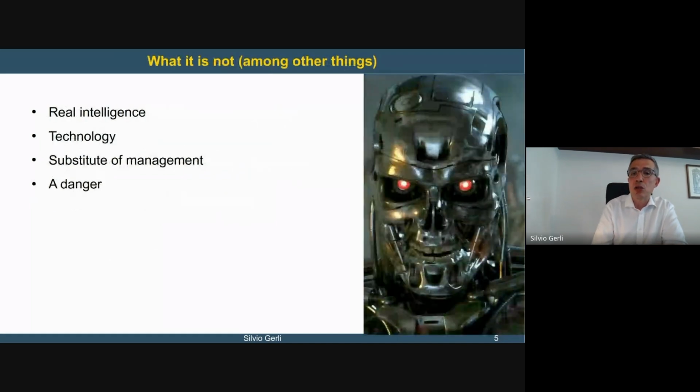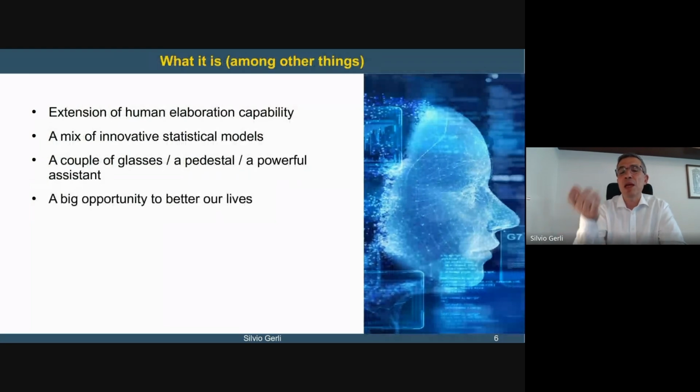It is not a substitute for a manager, we said, but it could be a pair of glasses, a powerful assistant. Something that helps us to see reality better, to understand something that is hidden below the noise, below a lot of data, so as to make the decision. So we have an assistant. So at the end, it is an opportunity and not a danger.